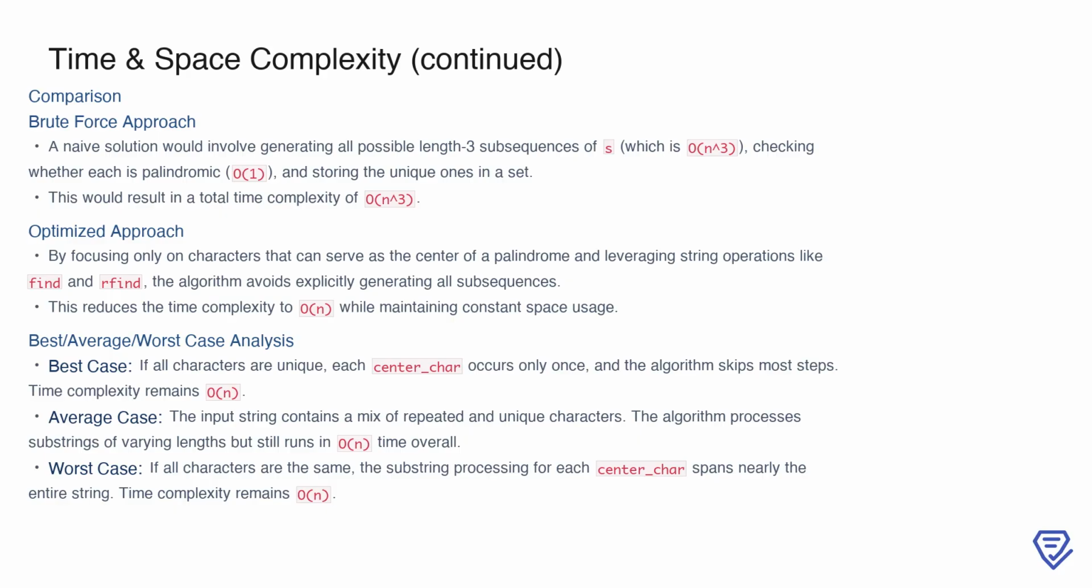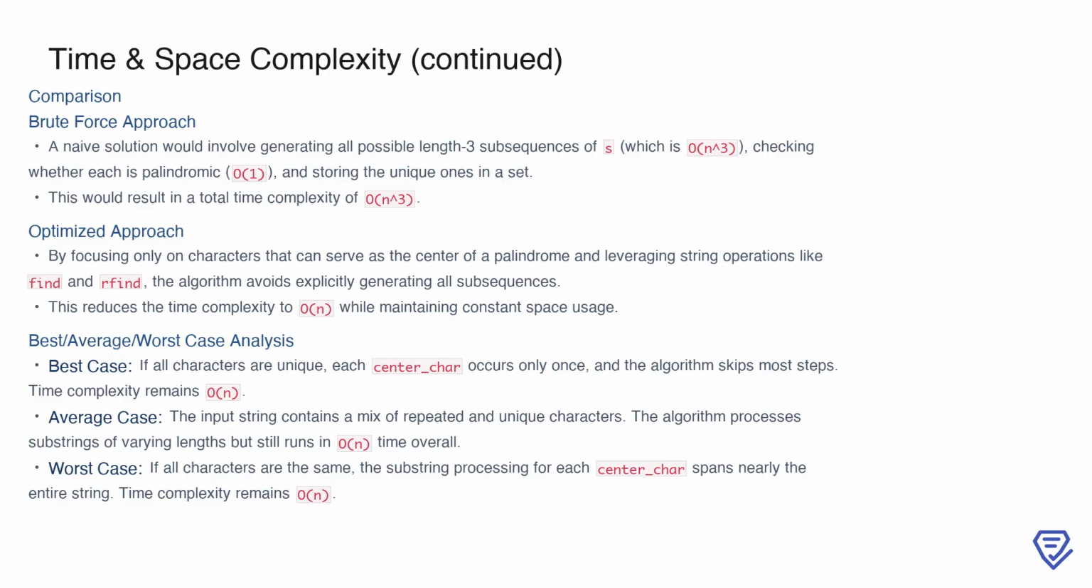By contrast, the optimized approach avoids generating all subsequences by focusing only on characters that can serve as the center of a palindrome and using efficient string operations like find. This reduces the time complexity to O(n), while using only constant space. Looking at best, average, and worst cases, the algorithm consistently runs in O(n) time.